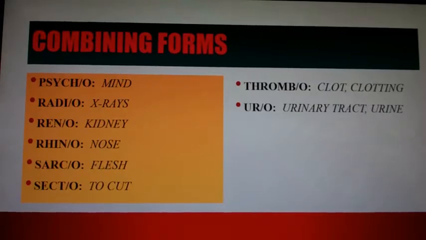Rhino means nose. Sarco means flesh. Secto means to cut, just like schizo. Thrombo means clot or clotting, and uro means urinary tract or urine.